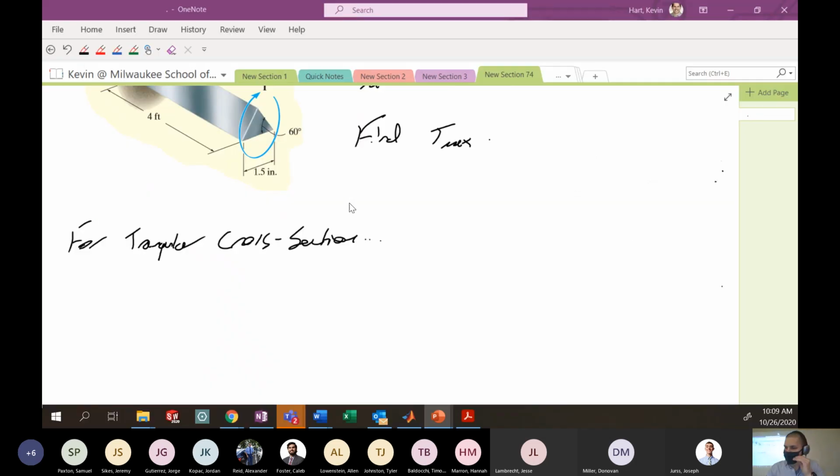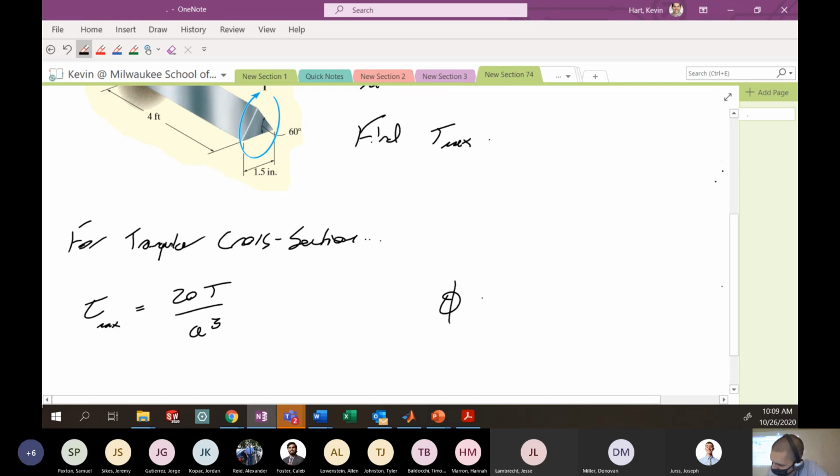Okay, so let's write those down here. We know that tau max from that chart is going to be 20 T over A cubed. And we have that our maximum angle of twist, given in radians, is 46 TL over A to the 4th G. Looks like I have a question in chat. Voted last week, took 5 minutes. Excellent. Convince your colleagues to do the same.